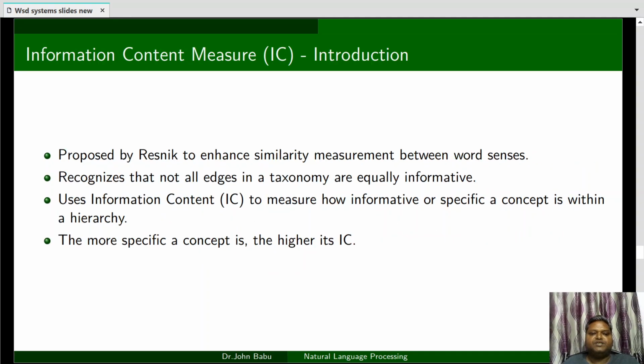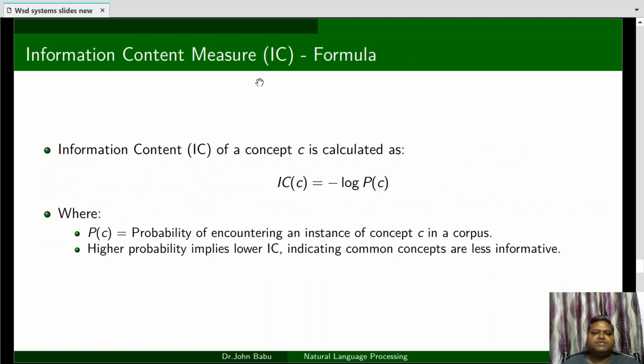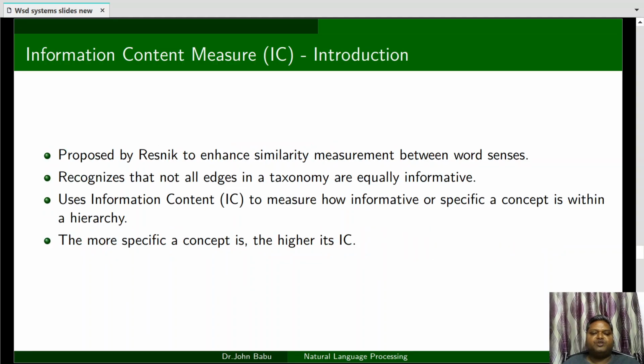So modifying that, Resnick and others have proposed another similarity measure known as the information content measure, IC. This method assumes that all the edges are not equally informative, and it measures how specific a concept is within a hierarchy. The more specific a concept is, the higher its information content, something like entropy. If you remember, in entropy, if the entropy is more, there is no information available. If the entropy is less, the information available is more.